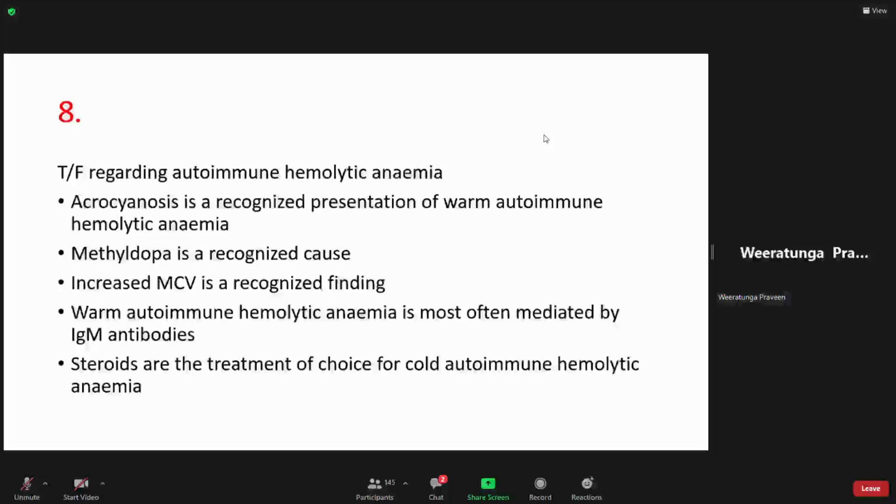Okay. Warm autoimmune hemolytic anemia is IgG mediated, as we said. Cold autoimmune hemolytic anemia is IgM mediated, as we said. Warm autoimmune hemolytic anemia responds very well to steroids. Cold does not. So cold hemolytic anemia is very difficult to treat. It doesn't respond very well to steroids, but warm does respond nicely to steroids. So the fifth option is also wrong.